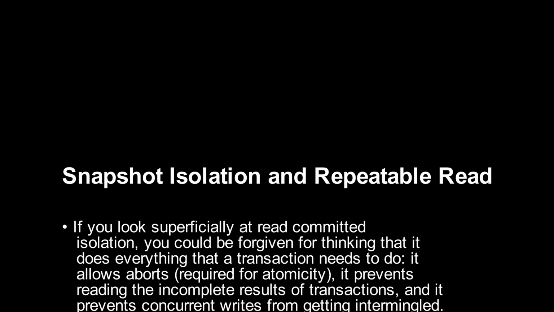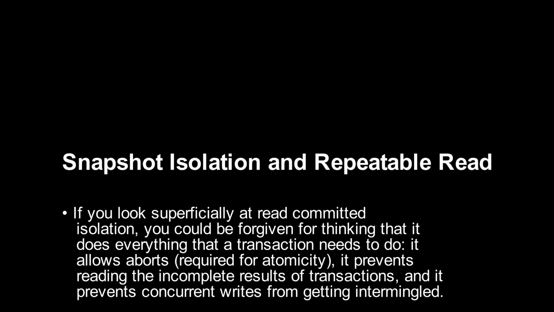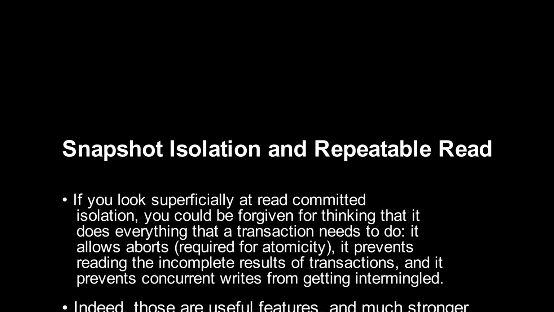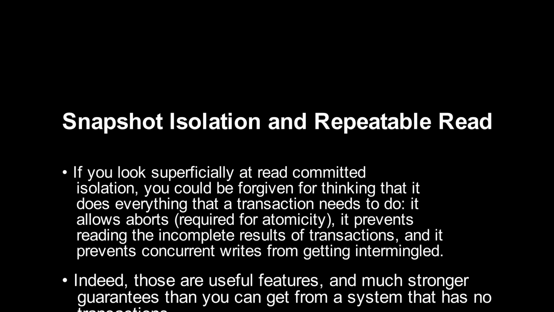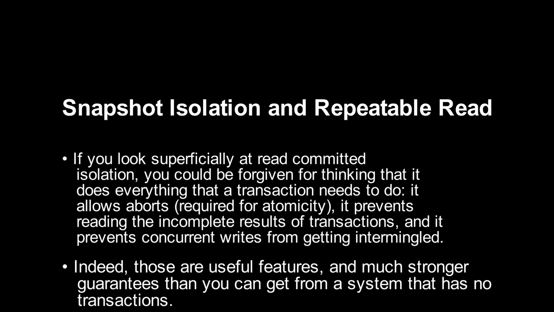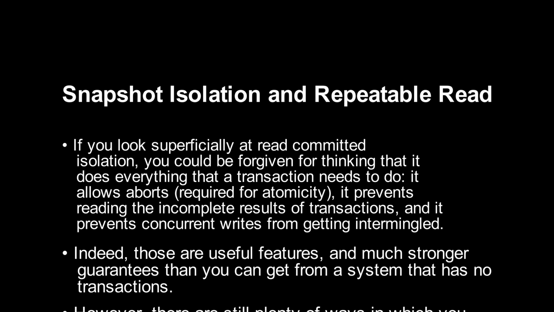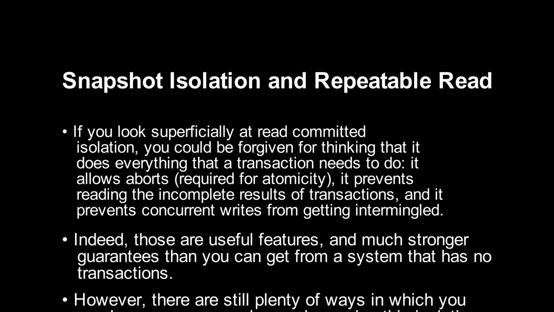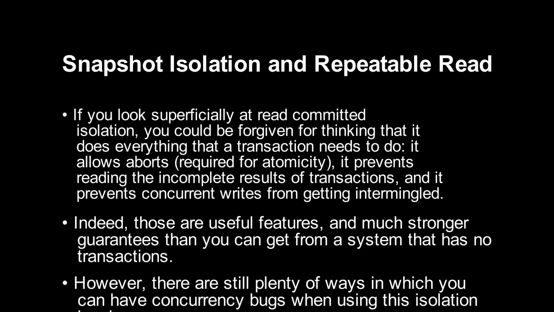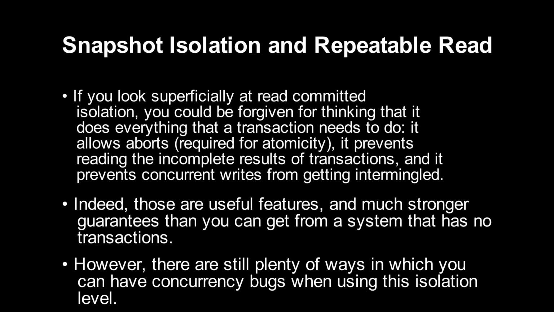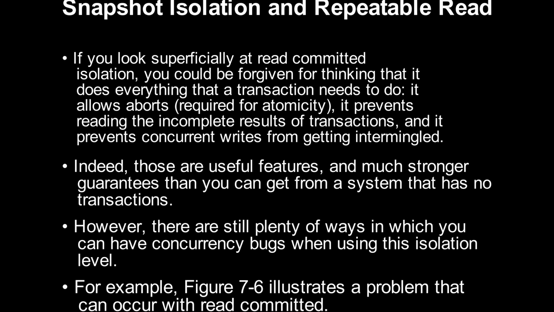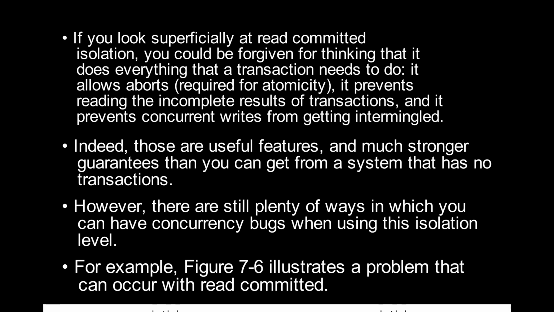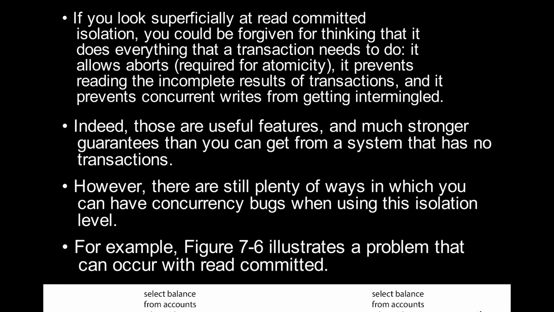Snapshot isolation and repeatable read. If you look superficially at read committed isolation, you could be forgiven for thinking that it does everything that a transaction needs to do. It allows aborts required for atomicity. It prevents reading the incomplete results of transactions, and it prevents concurrent writes from getting intermingled. Indeed, those are useful features and much stronger guarantees than you can get from a system that has no transactions. However, there are still plenty of ways in which you can have concurrency bugs when using this isolation level.